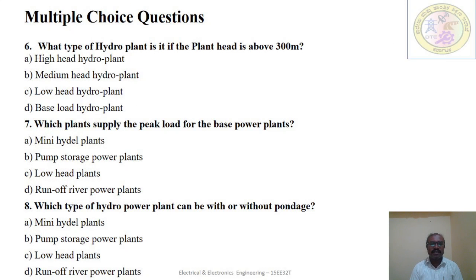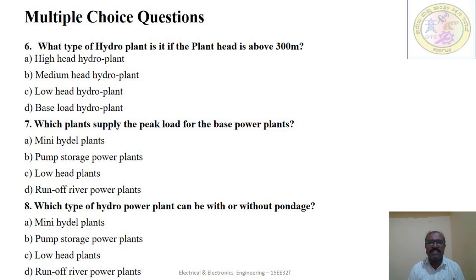Next question is, what type of hydro plant is it if the plant head is above 300 meters? Answer is high head power plant. Low head power plant means the plant head height ranges up to 30 meters. Medium head hydro plant means 30 to 300 meters. High head hydro plant means above 300 meters. Answer is high head hydro plant.